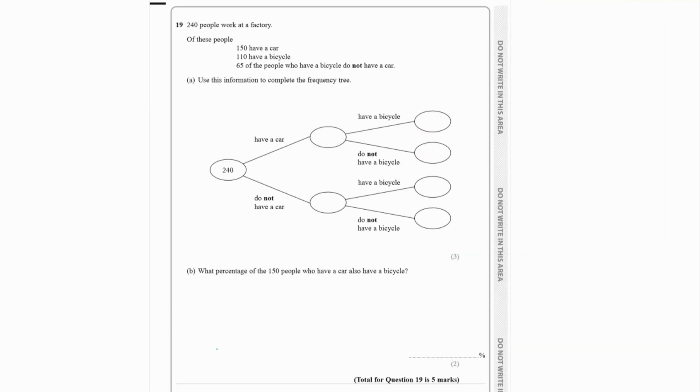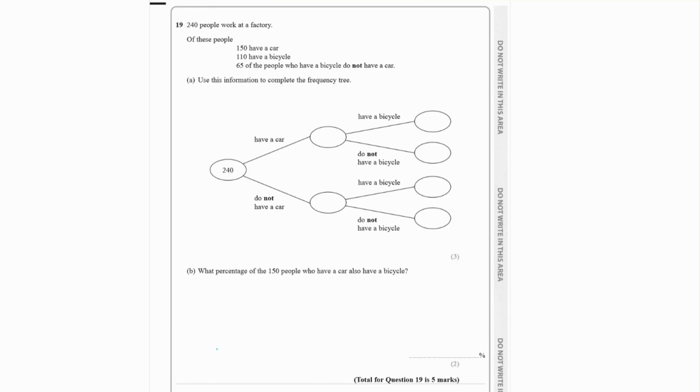Question 19. 240 people work at a factory. Of these people, 150 have a car, 110 have a bicycle, 65 of the people who have a bicycle do not have a car. Use this information to complete the frequency tree.